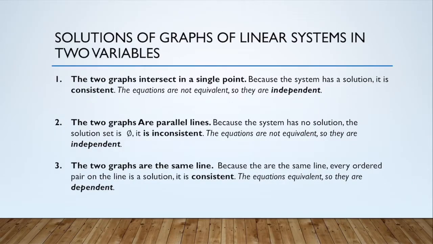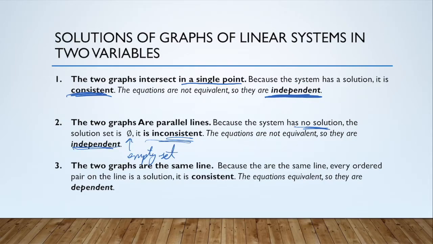So, what are the solutions to graphs of linear systems in two variables? First, if two graphs intersect at a single point, because the system has a solution, we say it's consistent. When something has a solution, we say it's consistent. The equations are not equivalent. They aren't related to each other, so we call them independent. If two graphs are parallel lines, this system has no solution, so we call it inconsistent. The solution set is the empty set. Remember that notation from a couple chapters ago. The equations are not equivalent, so they are independent.